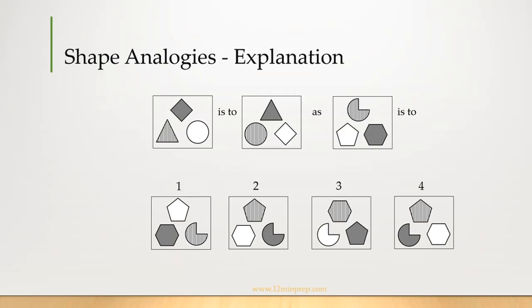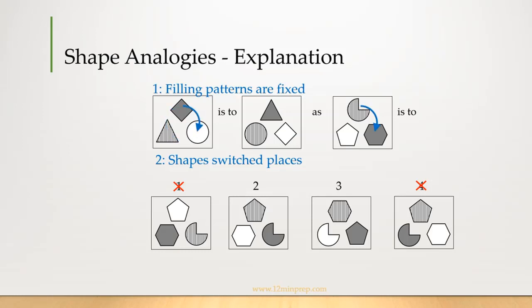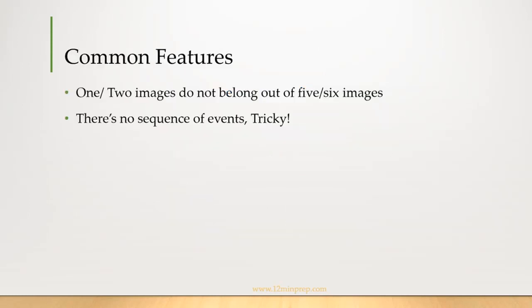The correct answer is 2. Let's isolate one pattern at a time. The filling patterns of the shapes remain fixed. Gray on top, white at the bottom right side, and stripes at the bottom left side. This already eliminates answer options 1 and 4. Moving on, the shapes have switched places, clockwise, so we need a hexagon at the bottom left corner and a partial circle at the bottom right corner, which leaves us with answer option 2.